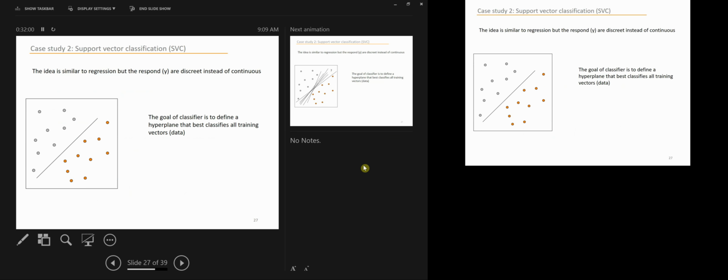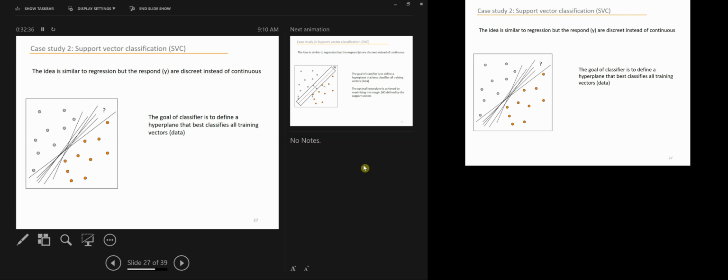So for doing that, I'm using the support vector classification method. The math and idea behind support vector classification is very similar to support vector regression, with the difference that our labels are discrete in this case instead of being continuous. And the goal of the classifier here is to define a hyperplane that best classifies the training data. But as you can see here, there are different hyperplanes that we can choose that all perfectly classify the orange circles from gray circles in this case.